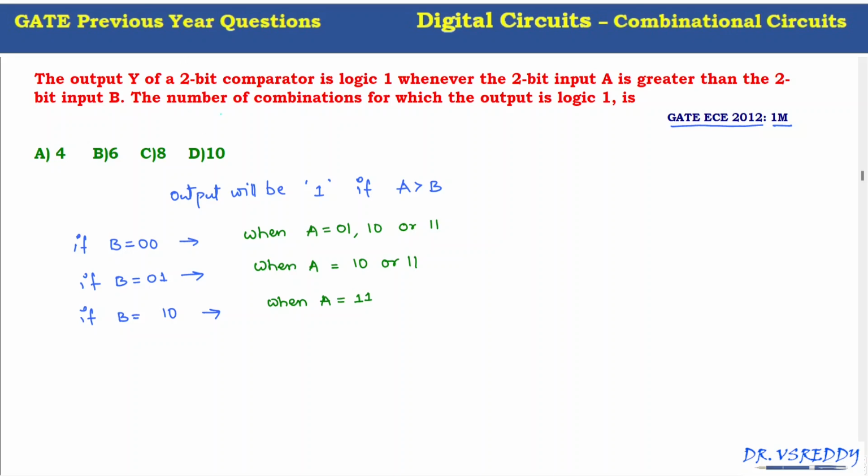So the question asked the number of combinations for which the output is logic 1. Clear? Here 3, here 2, here 1. So a total of 6 combinations are there when A is greater than B, where the output is equal to 1. So option B is correct.